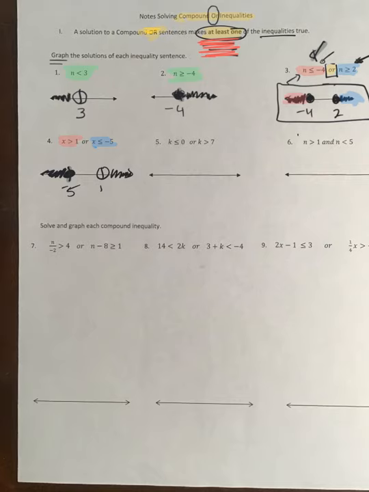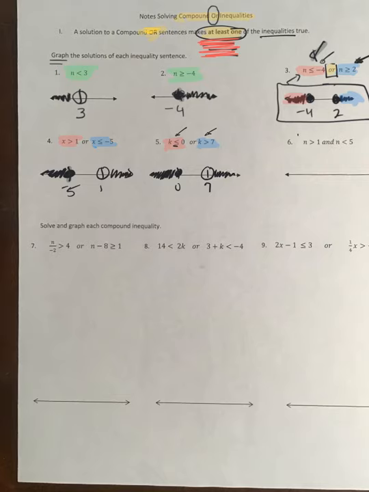Okay, number 5. We are looking at all the numbers that are less than 0 or all the numbers that are greater than 7. So we're going to place the 0 and the 7 on a number line, and all the numbers that are less than or equal to, with the equal to symbol, would be to the left, and all the numbers bigger than 7 would be to the right. Notice this is an open circle, and this one, because it has an equal to, is a shaded circle. So that's what your answer should look like.